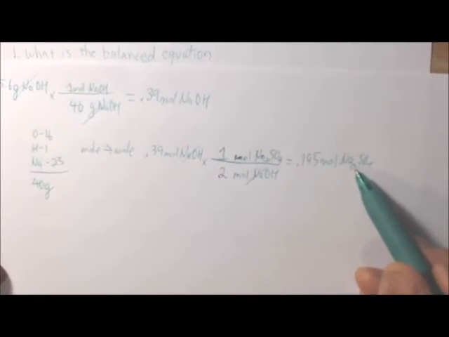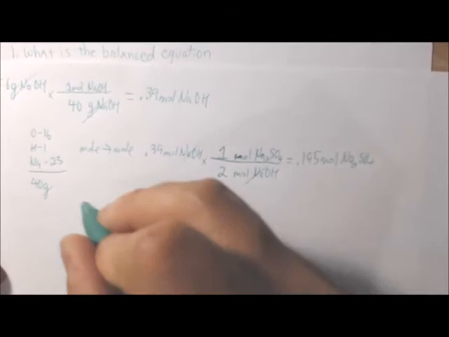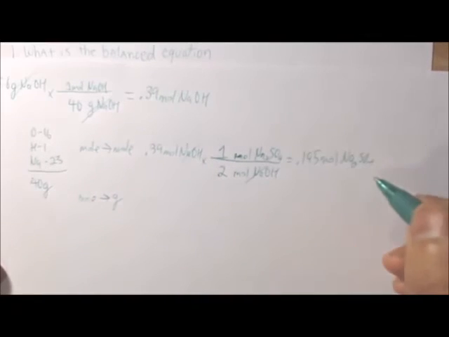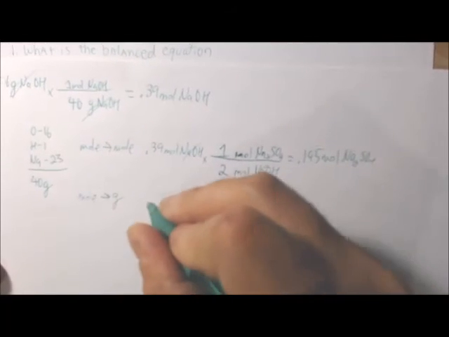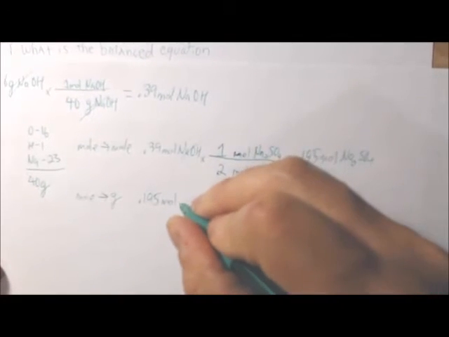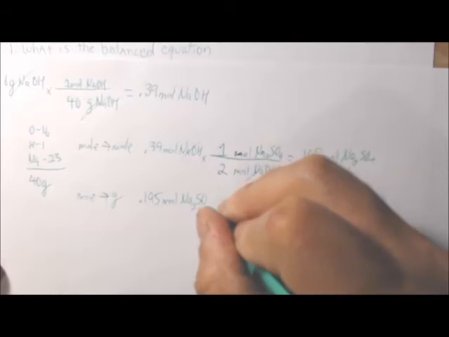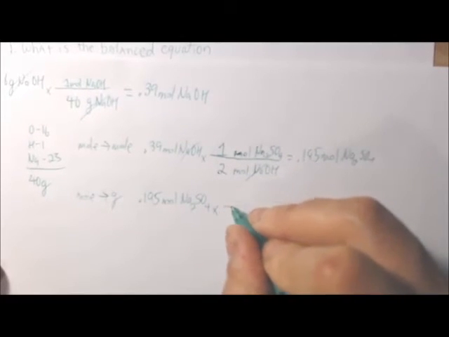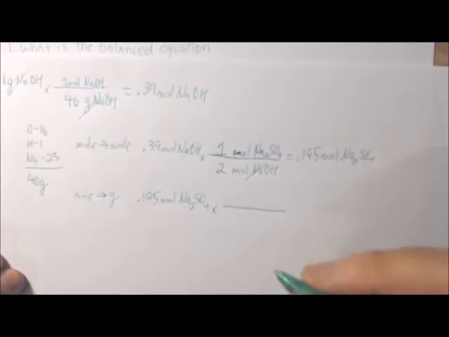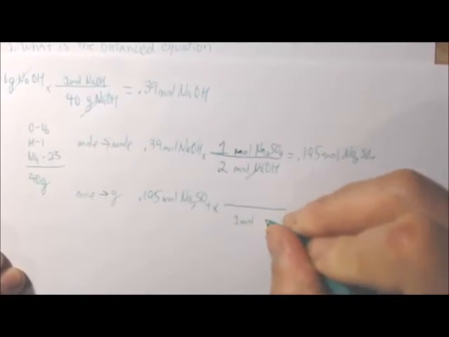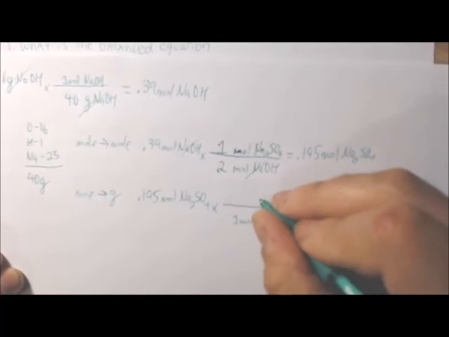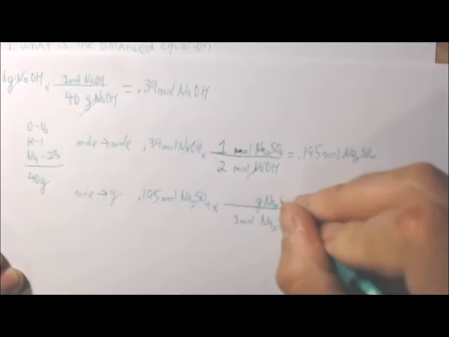But I don't want moles of this. I need grams of this, so I got to go back from moles to grams, and I'm going to use that molar mass of sodium sulfate that we used earlier, so that's 0.195 moles of Na2SO4, and the molar mass was, I'll get that in a second here, 1 mole of Na2SO4 is going to give me some grams of Na2SO4.